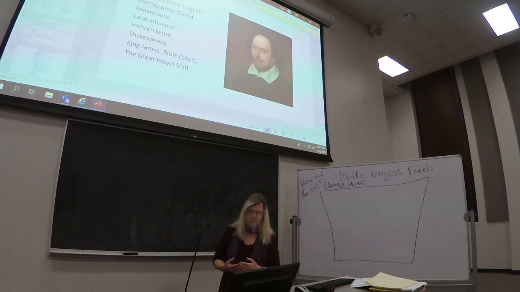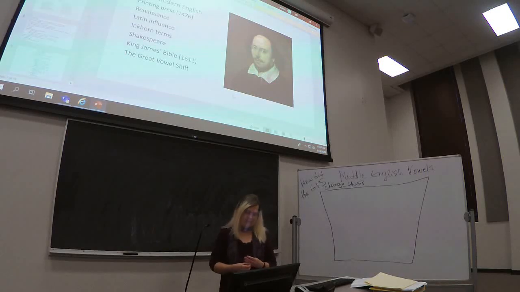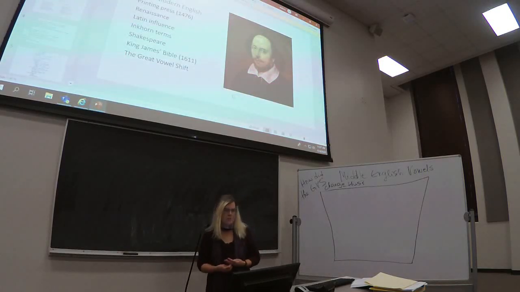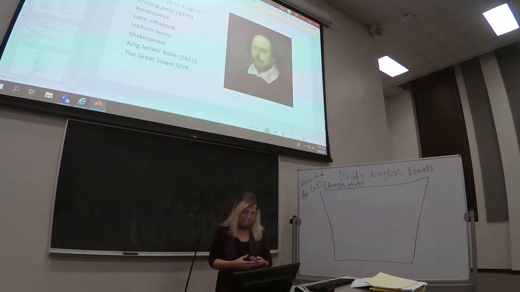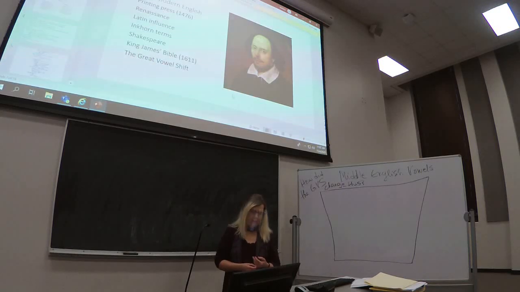These inkhorn terms, it's a cute name for these terms, started to proliferate. You get these typically long technical borrowings from Latin and Greek, and people can then mark that they are educated if they know how to use those terms and so on.